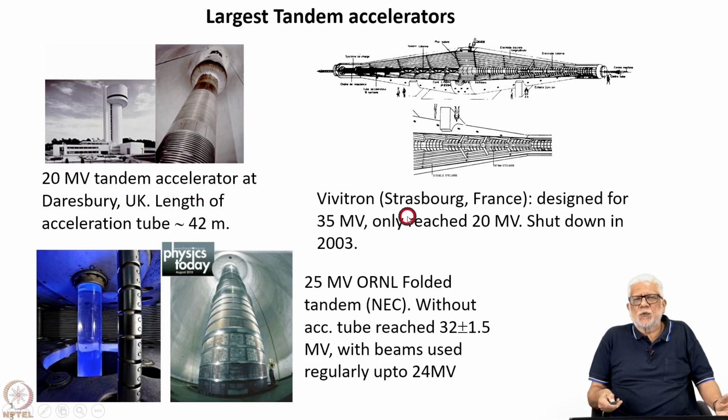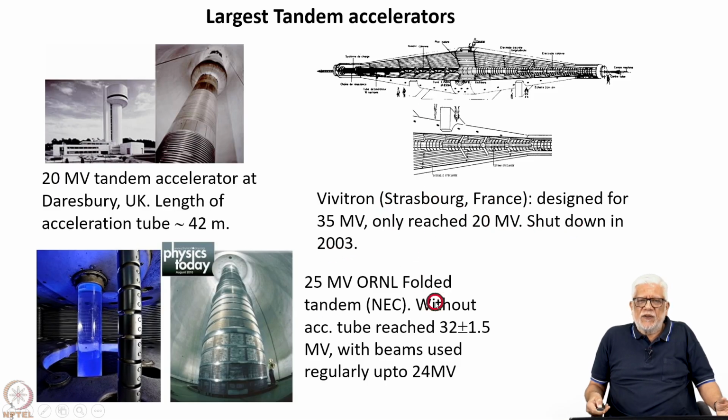It was supposed to be the highest voltage tandem accelerator, and it was designed for going all the way up to 35 million volts. In practice, because of various problems, including that it is a horizontal machine, it only reached 20 million volts. Eventually, some experiments were of course carried out with the Vivitron at these lower voltages, but then it was shut down in 2003.